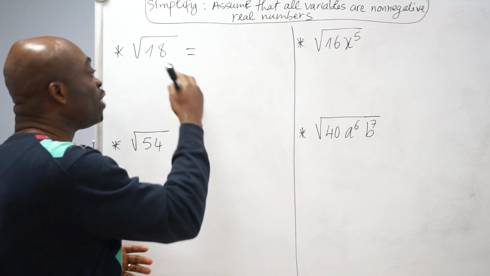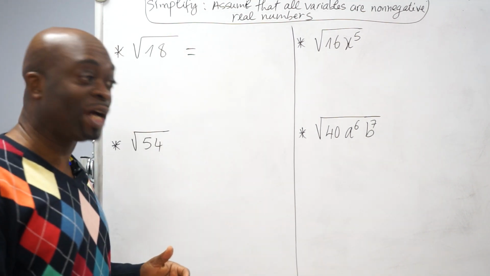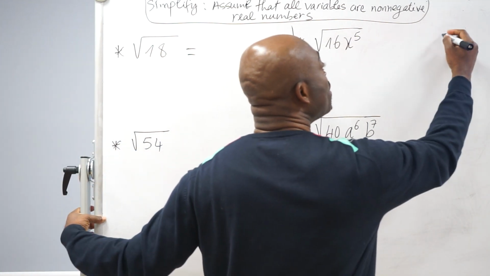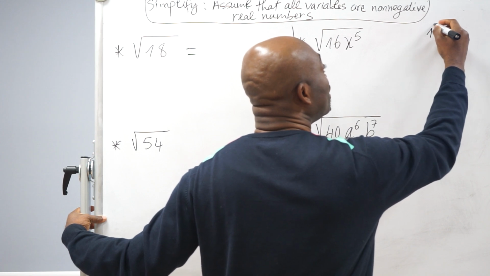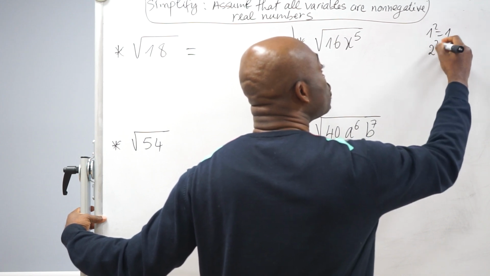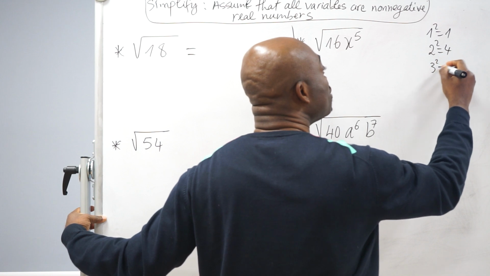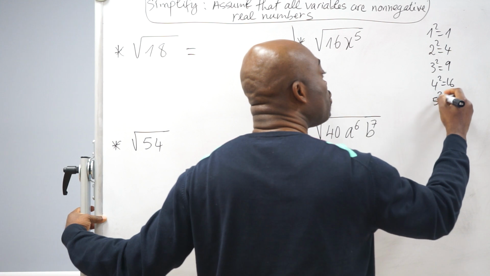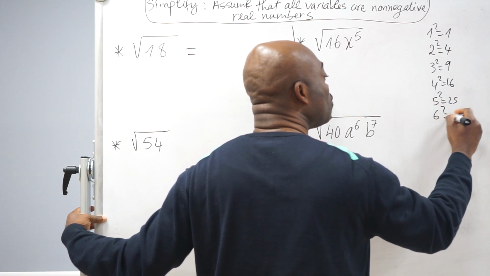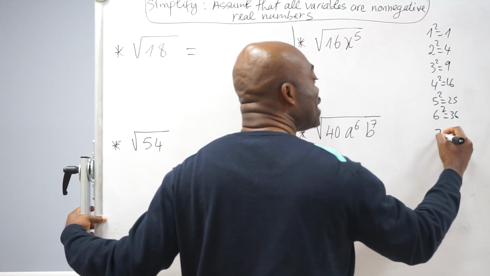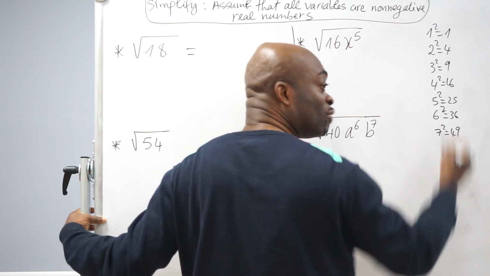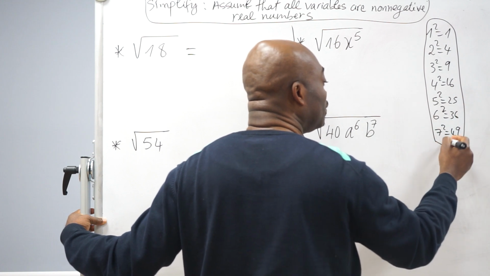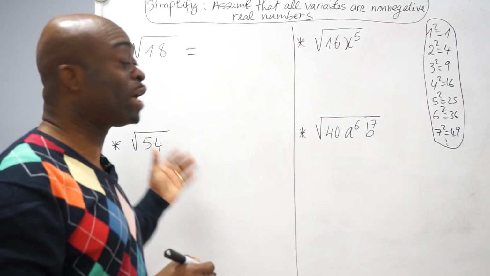Sometimes, if you have these kinds of problems, you can make up your perfect square numbers. Meaning, you have 1 squared, which is 1. 2 squared, which is 4. 3 squared, which is 9. 4 squared, which is 16. 5 squared, which is 25. 6 squared, which is 36. 7 squared, which is 49. You can continue. So you have these down, and that will help you whenever you're working with your problems.